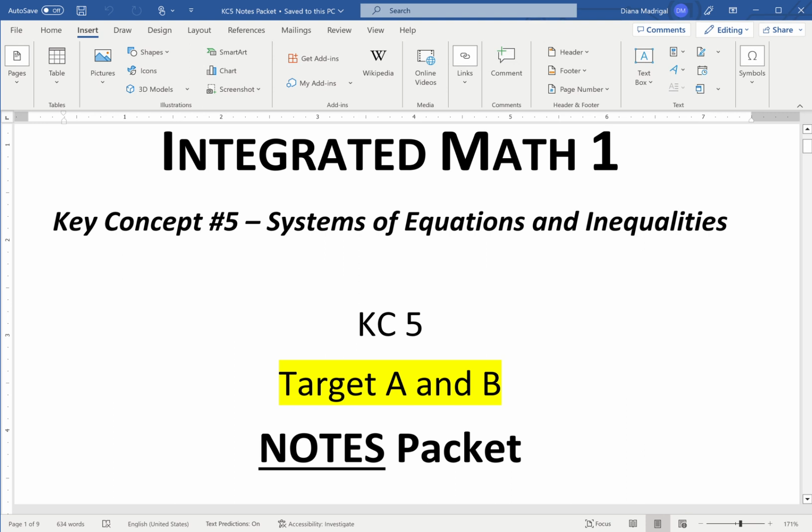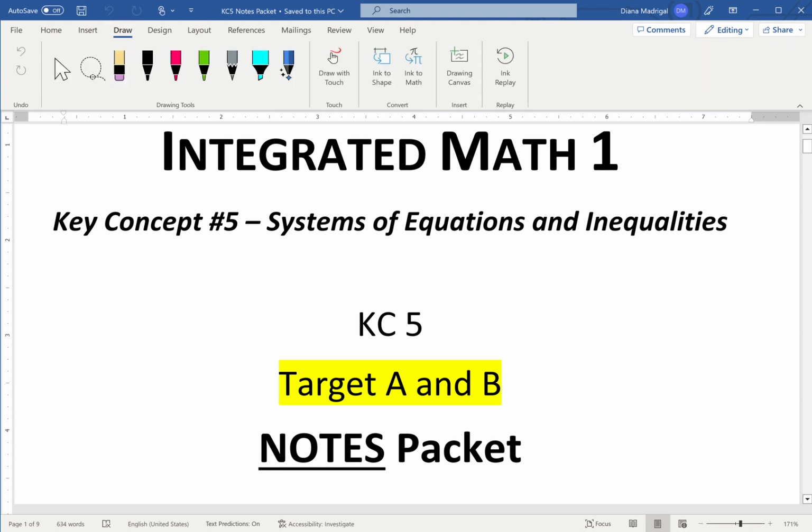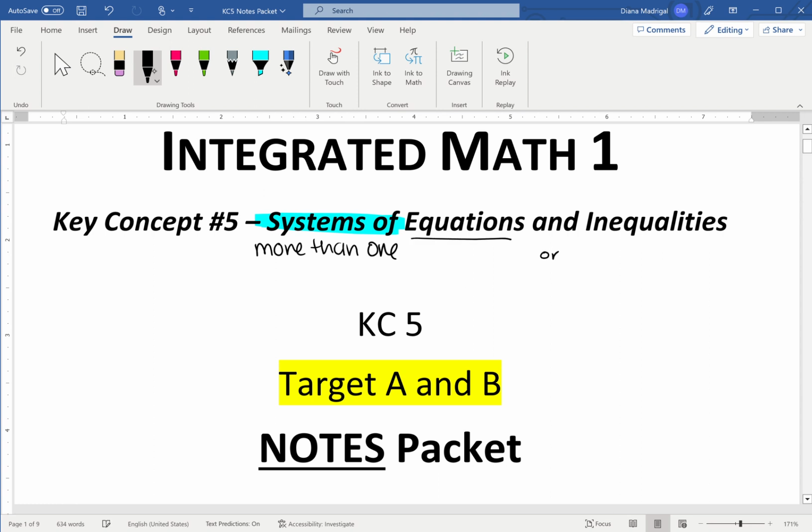All right, and we are starting KC5. Unit 5 talks about systems of equations and inequalities. Before we get started with the notes, I need you to understand systems of equations. Systems means more than one equation or more than one inequality. In KC4, we talked about equations and inequalities, but we only talked about one. In KC5, we're going to be talking about more than one.